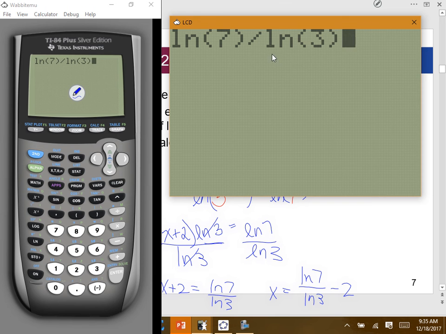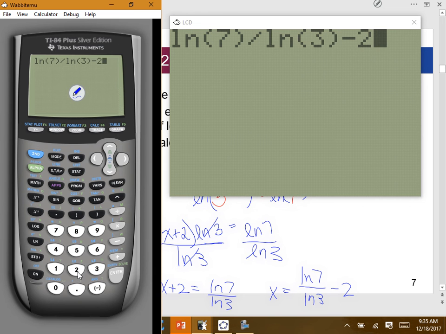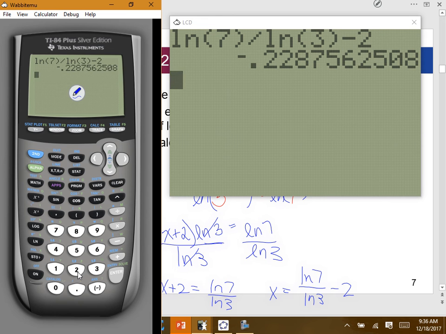Okay, so that's going to do that division first, right? The order of operations calculator says do division first. So that's what we want. We want the ln of 7 divided by ln of 3 first. Hit calculate, and then subtract 2 from that. So this is the number that we're getting then. That's the value of x. Not a really nice number.